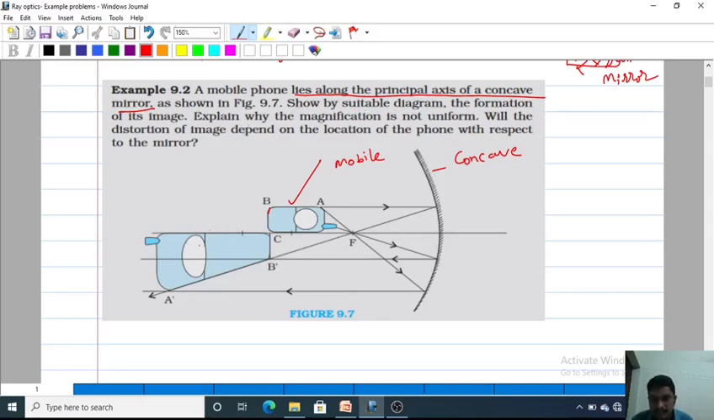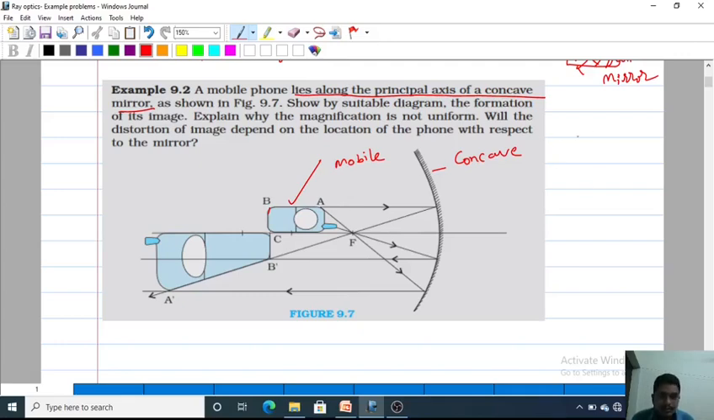Okay, and this is the formation of the image. Explain why the magnification is not uniform. So why are we getting images of different sizes at different locations, why is the magnification not uniform? Will the distortion of the image depend on the location of the phone with respect to the mirror? Okay, so here it is not a point object. It is an extended object.